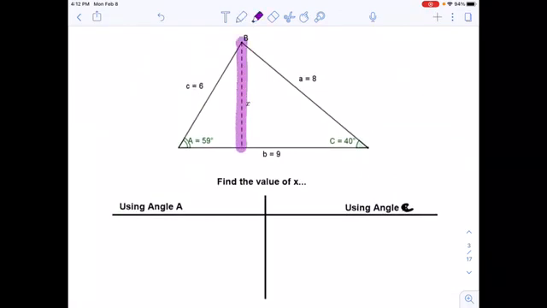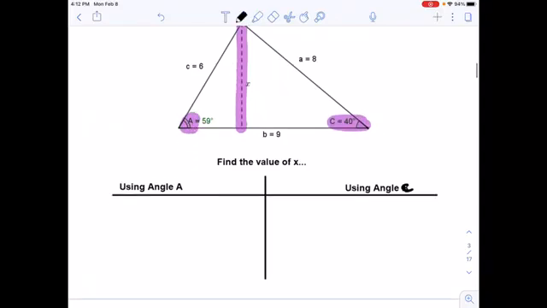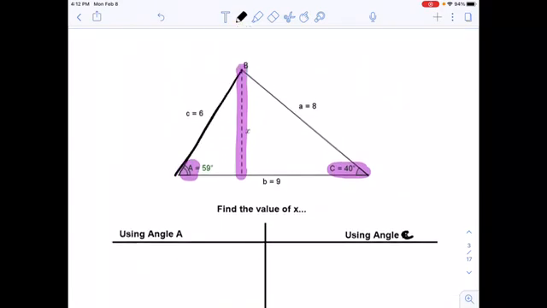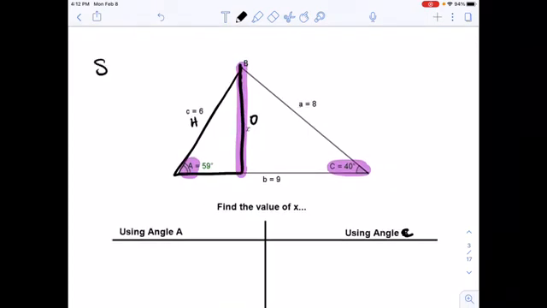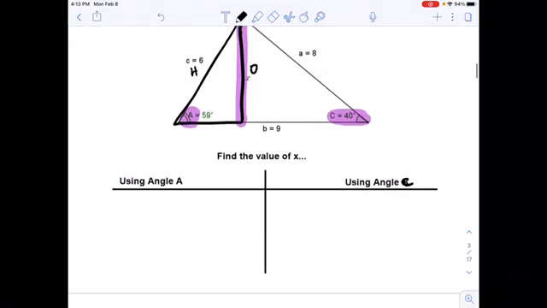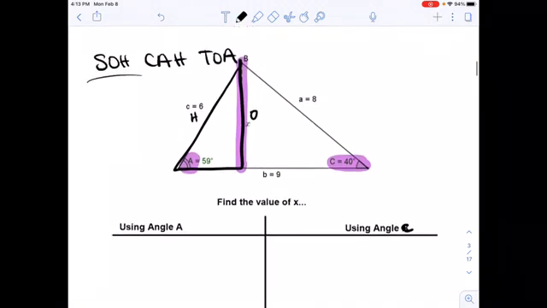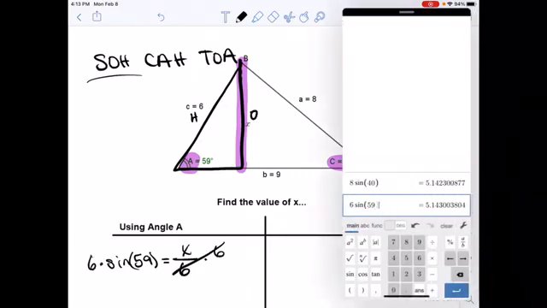We are going to try to solve for x using angle A and then using angle C. To use angle A, we look at this triangle here, and we have opposite and hypotenuse. Based on SOHCAHTOA, we are going to use our sine function. So sine of 59 degrees is equal to opposite over hypotenuse. Go ahead and solve for x, and we end up getting 5.14.